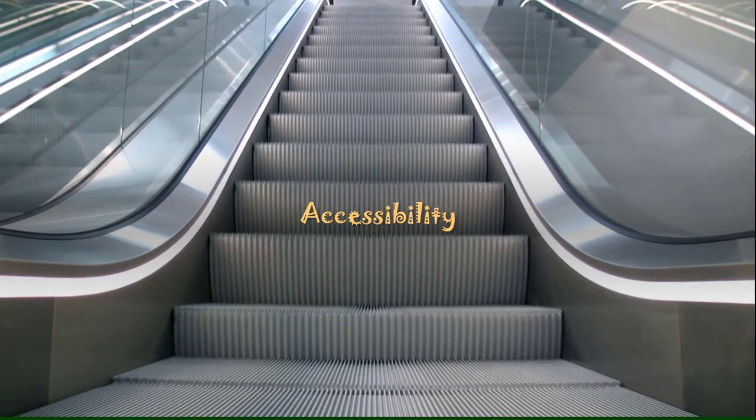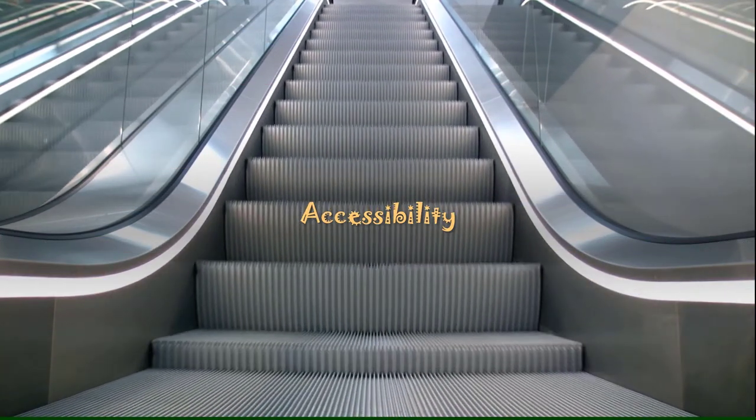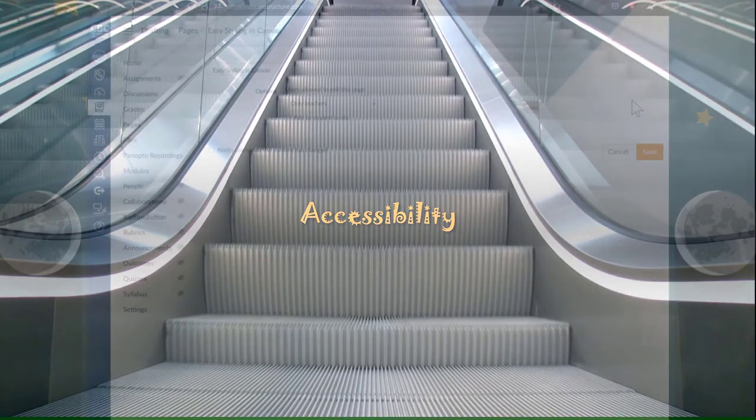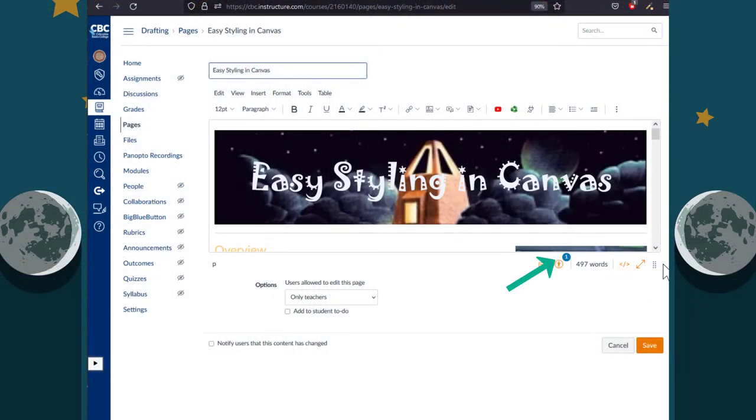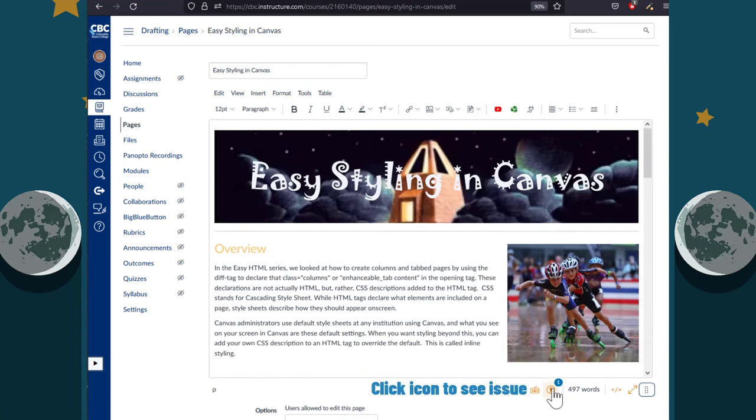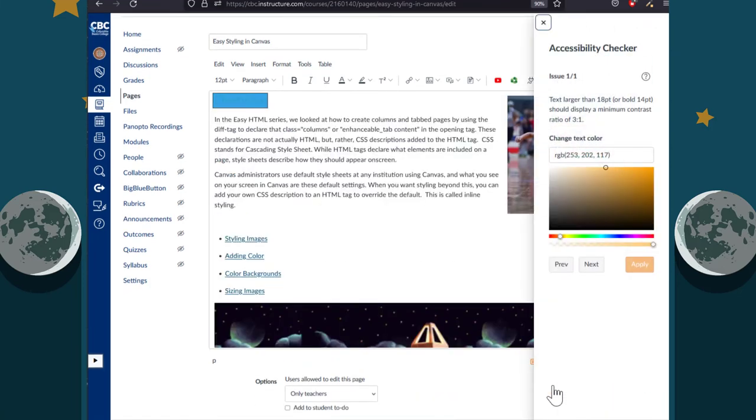It's important to ensure that the colors you use have enough contrast to be accessible. If they don't, Canvas notes it with a warning icon in the rich content editor. And it looks like one of my colors doesn't have enough contrast. Clicking the icon shows the issue in a sidebar. Sure enough, the gold is too light, so I'll use the darkest gold shade on my color palette.